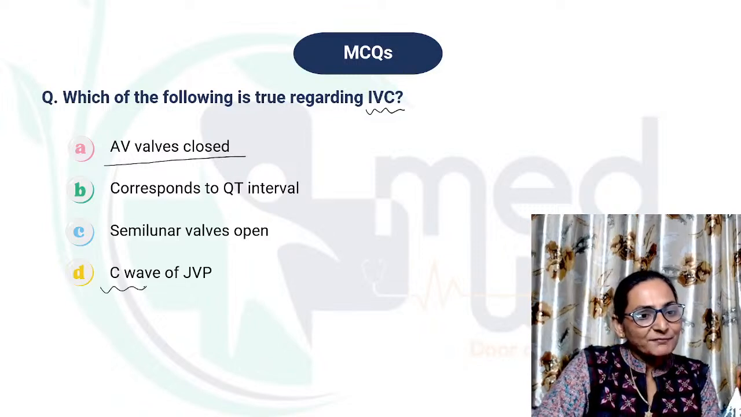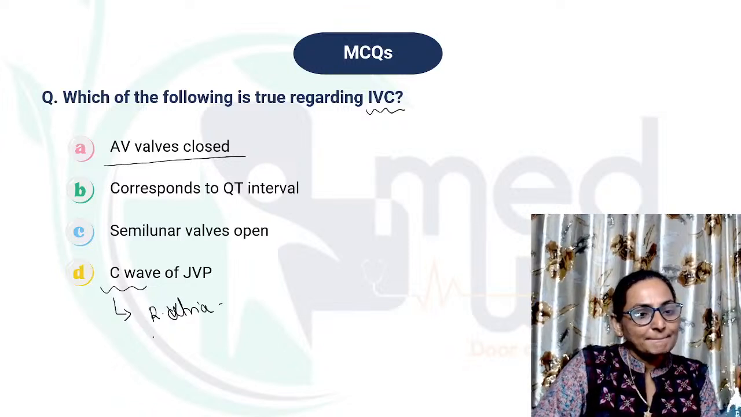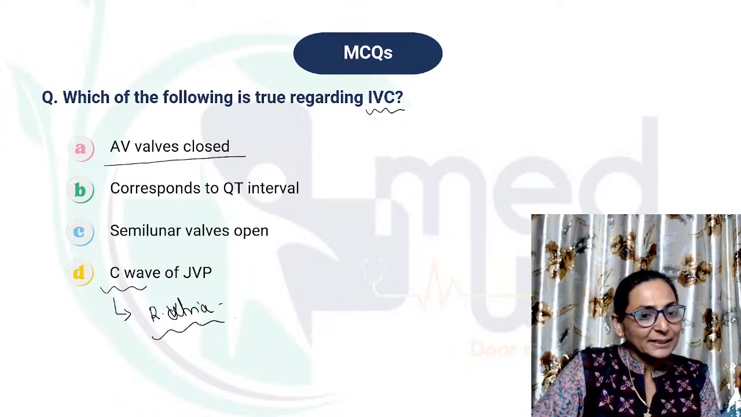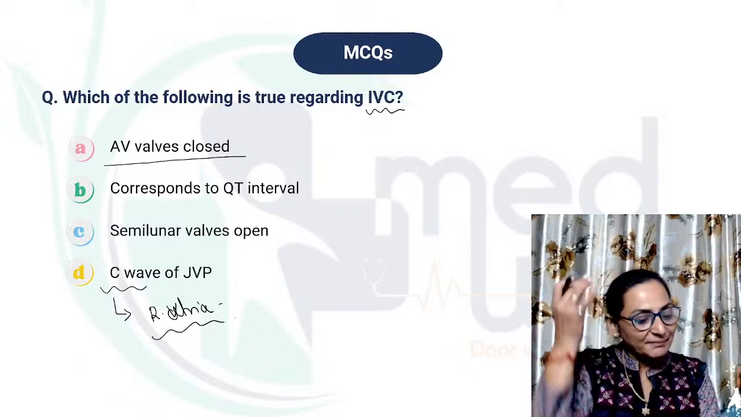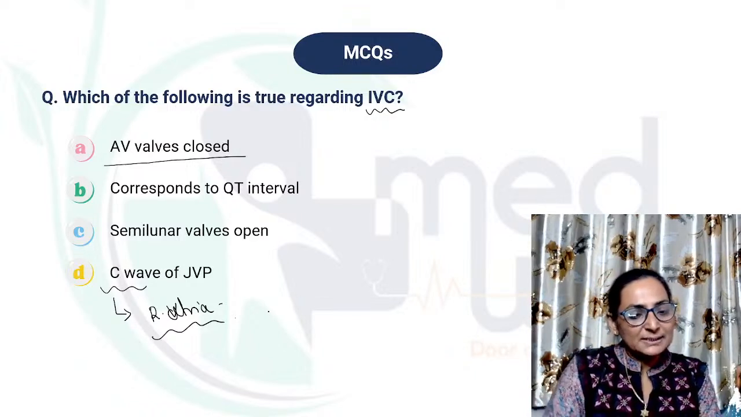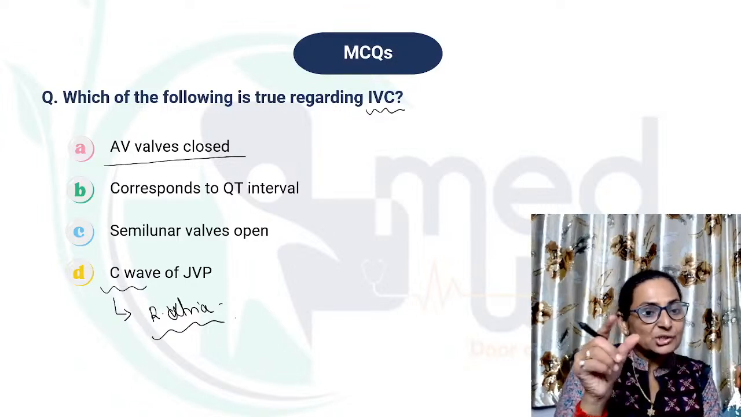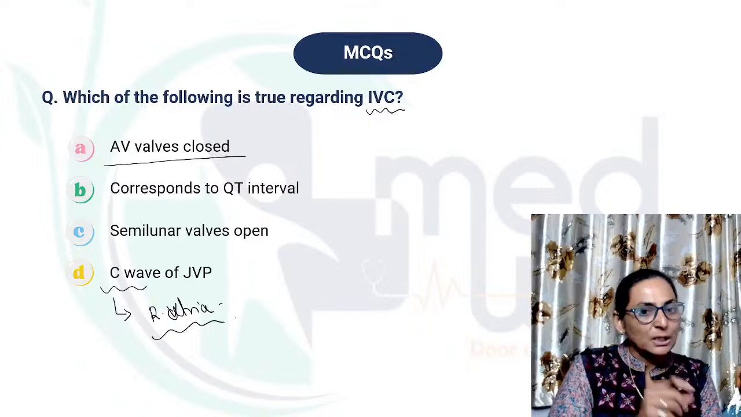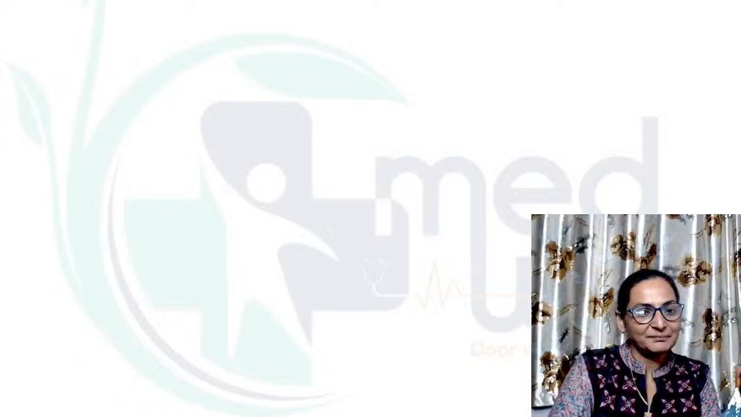Now the C wave of JVP is going to be seen only in the right atrium. This is right atrial pressure changes. Therefore, the best answer would be the closure of the AV valve, because the cause of the C wave of JVP, if you see, is the tricuspid valve. It bulges into the right atrium, right? So this confusion can happen, but the best answer will be closure of the AV valve.